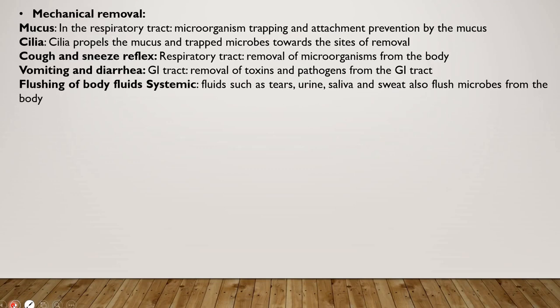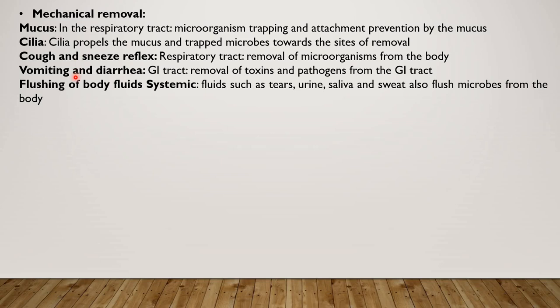Next barrier is mechanical removal. The first is mucus. In the respiratory tract, mucus traps microorganisms and prevents their attachment. Next is cilia, which propel the mucus and trapped microbes towards the site of removal. Cough and sneezing reflexes expel microorganisms from the respiratory tract through coughing and sneezing.